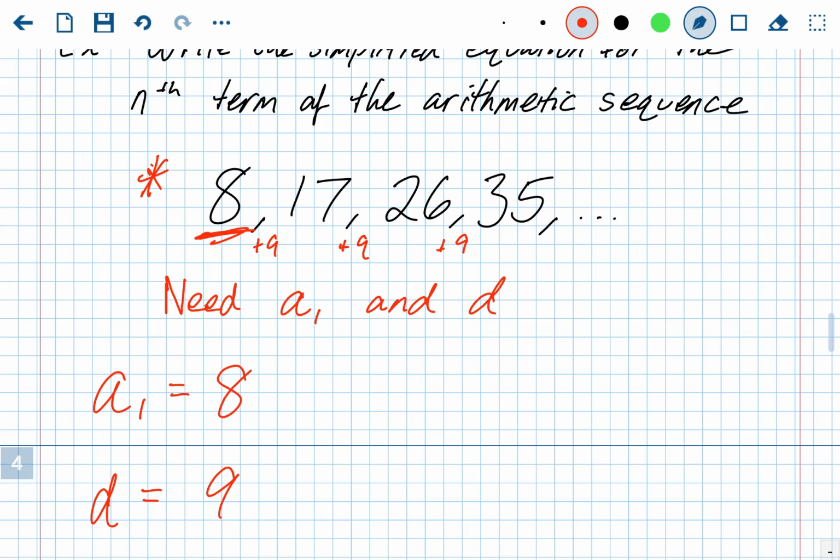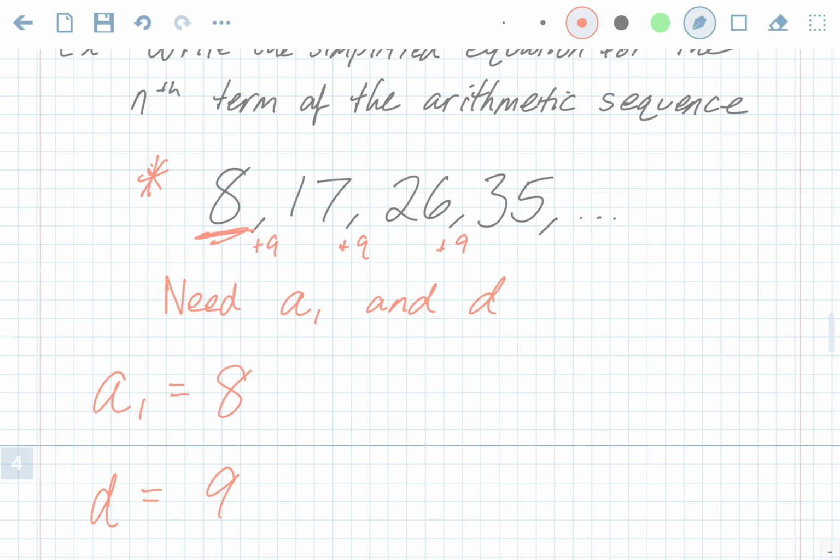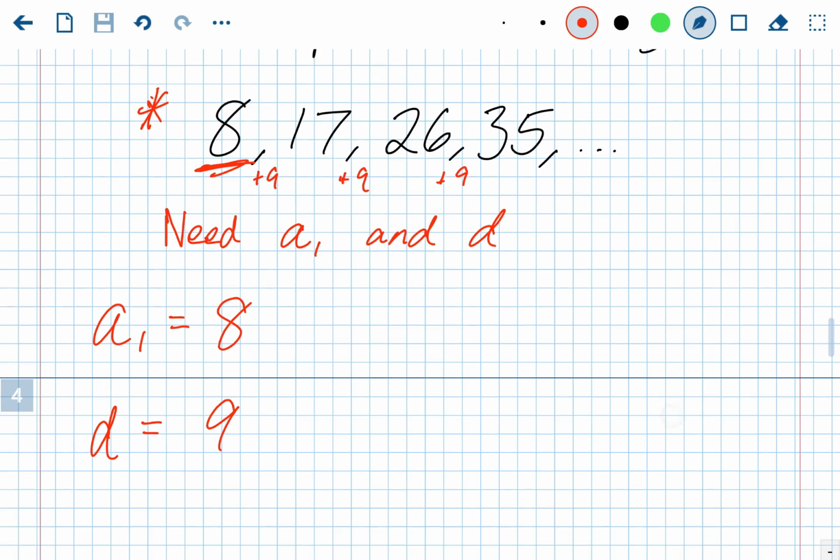That's all you need to write an equation. Think about slope-intercept form: all you needed for a linear equation was a slope and an intercept. All we need for an arithmetic sequence equation is the first term and the common difference. So let's take the explicit formula that we wrote down: a sub n equals a sub 1 plus n minus 1 times d.